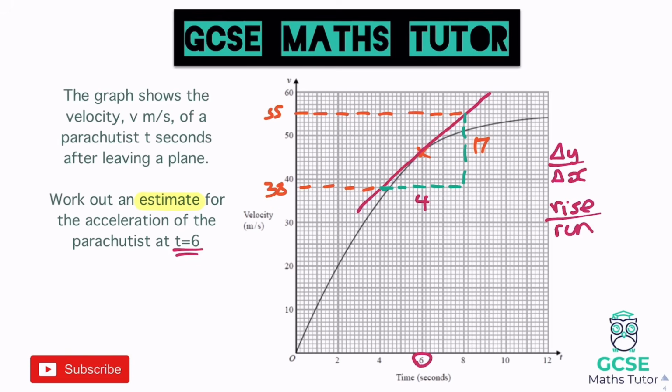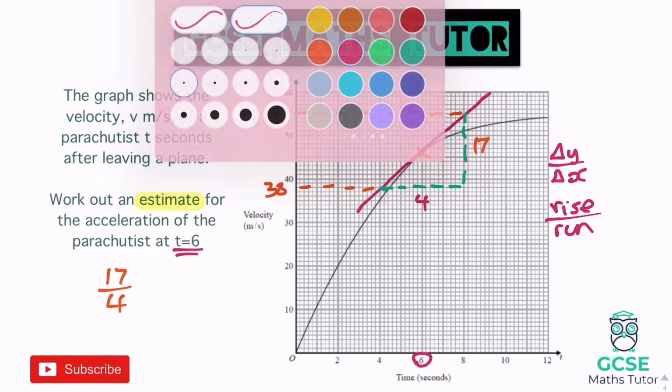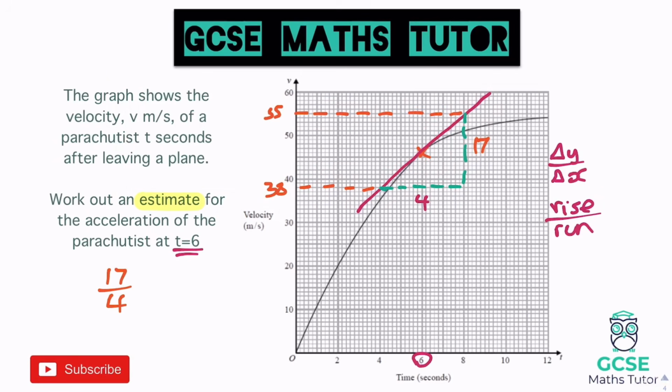So for this one here, our rise is 17, or our change in y is 17, and our run is 4, or our change in x is 4. So we've got 17 over 4 as our gradient. Now again, if you've not got a calculator, you could write this as a fraction, so you could just convert that into a mixed number. But if you've got a calculator, 17 divided by 4 gives us the answer 4.25.